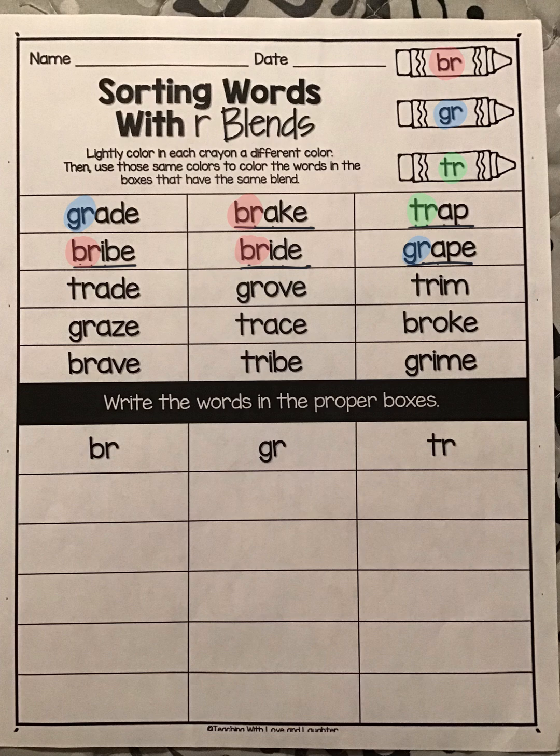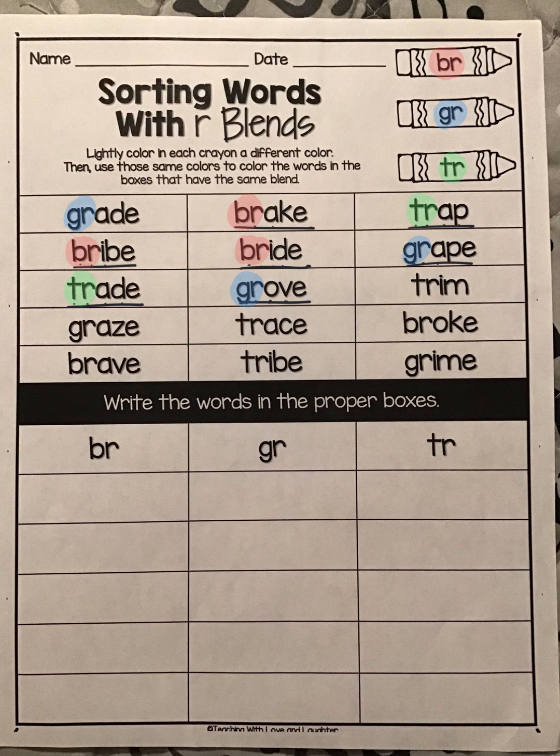My next word is trade. T-R-ade. Trade. I can see that trade has a TR initial blend, so I'm going to color it green. Our next word is grove. G-R-ove. Grove. Grove has a GR initial blend, so I'm going to color it blue.